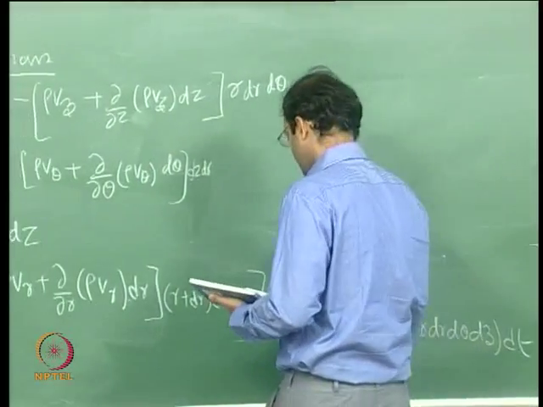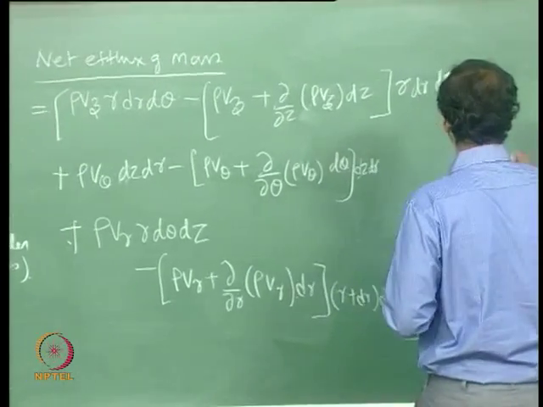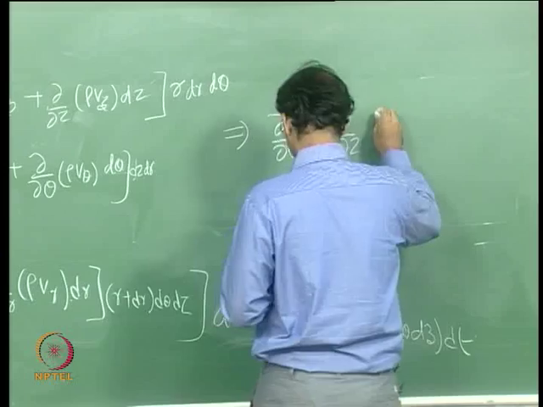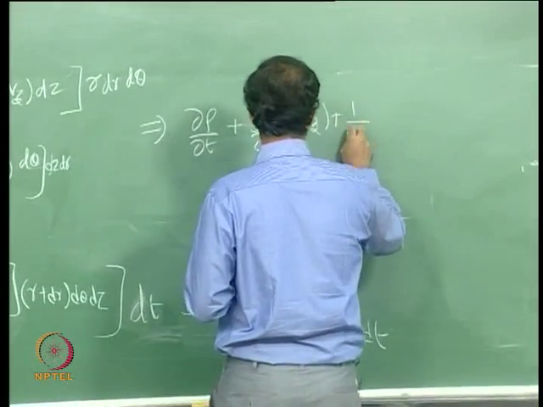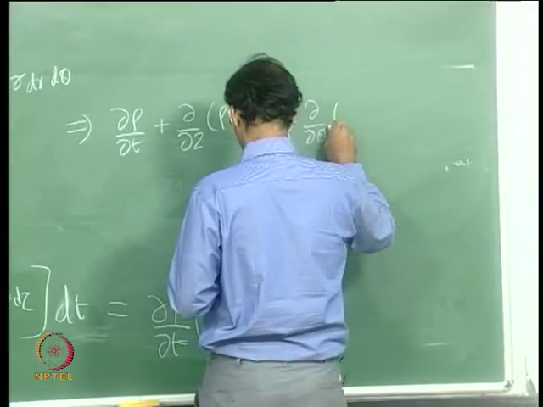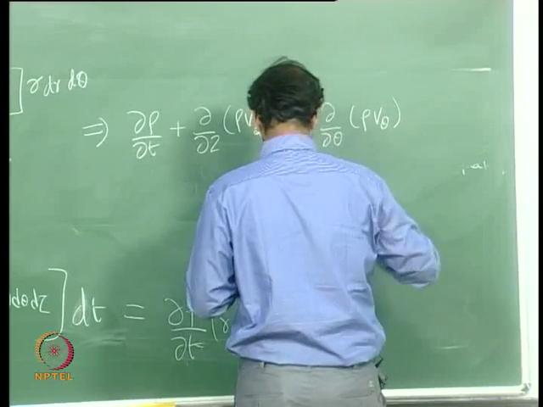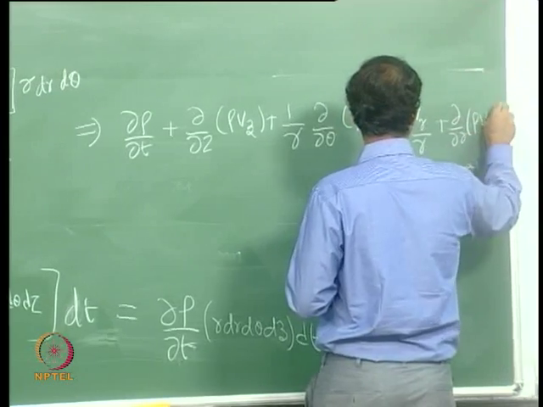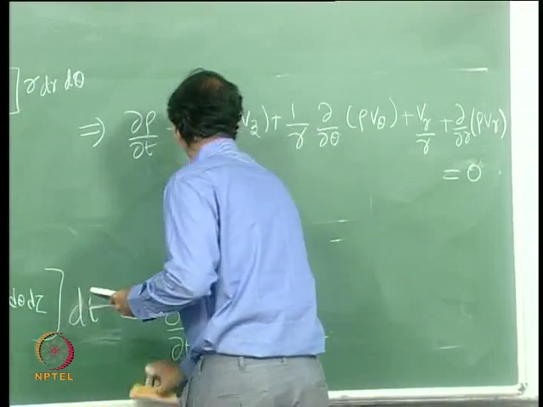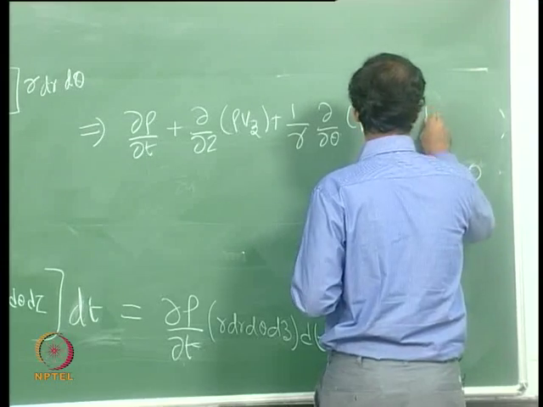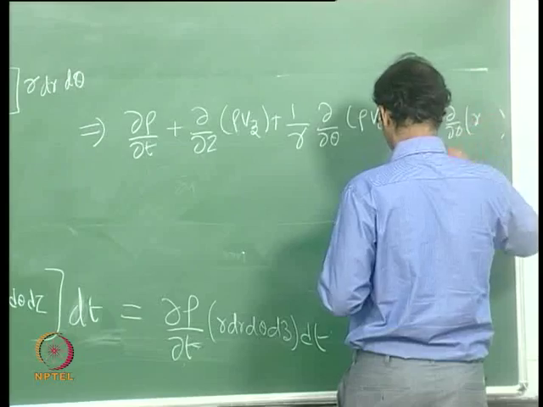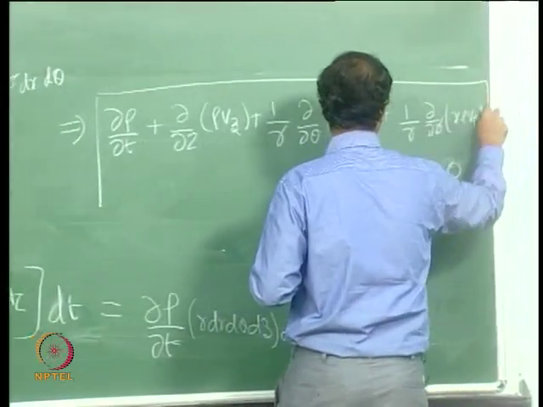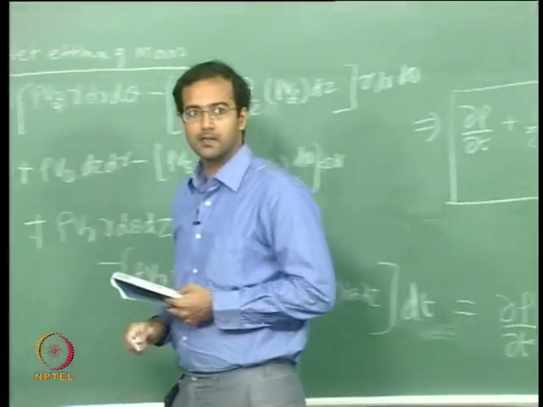Okay, so now you can knock off the common terms. If you do that, you will end up with the final expression, which will be d rho by dt plus d by dz of rho vz plus 1 by r d by d theta of rho v theta plus vr by r plus d by dr of rho vr, equal to 0. So we can also write the last two terms together as 1 by r d by dr of r rho vr. So this is therefore your generalized continuity equation in cylindrical coordinate system.